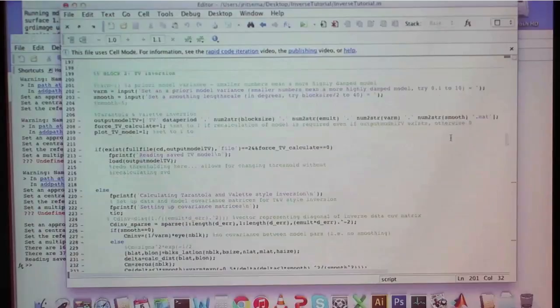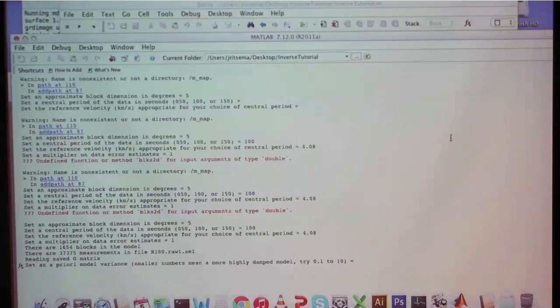Okay, I'm going to click on block two and do command enter. What we're going to do is an inversion of the data, and we're going to make a model. It's going to ask us what we want to do, because we have to regularize the inversion. If we just do the inversion directly, we will get rubbish. We have to add a priori constraints because it's an underdetermined problem. We do not have enough data to fully recover the wave speed variations on the Earth's surface for this particular wave.